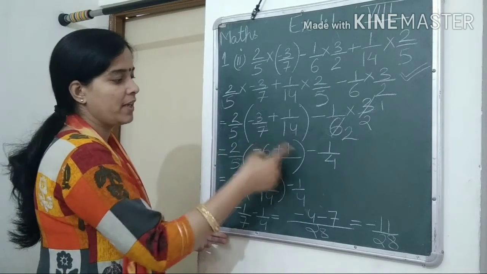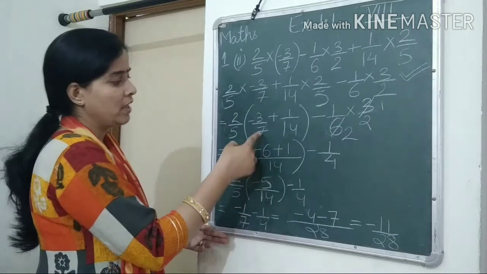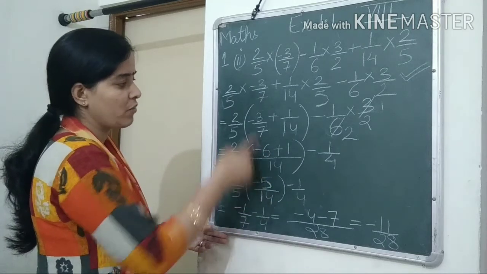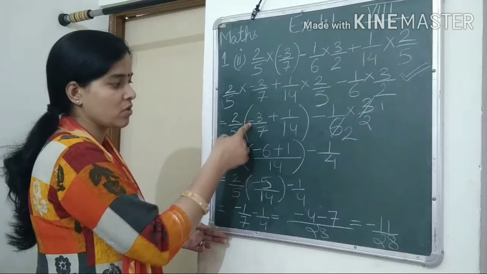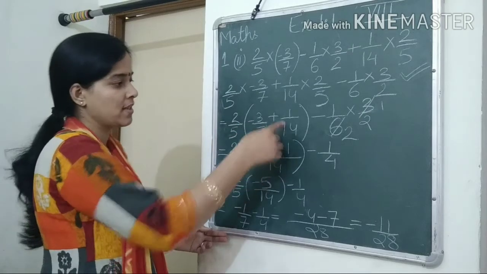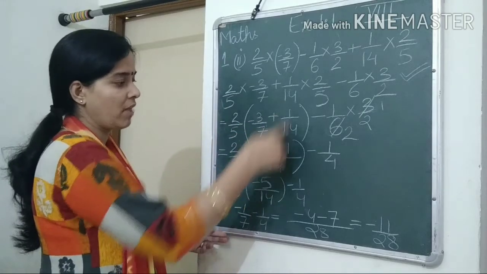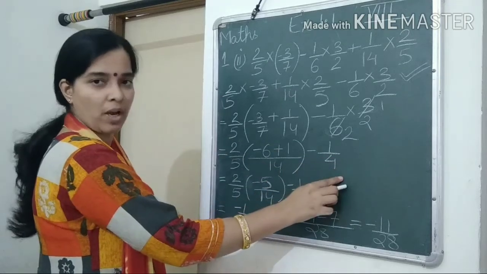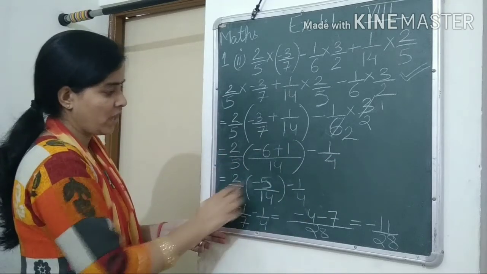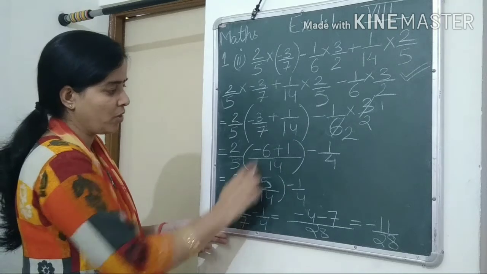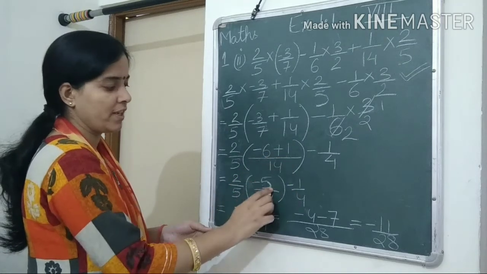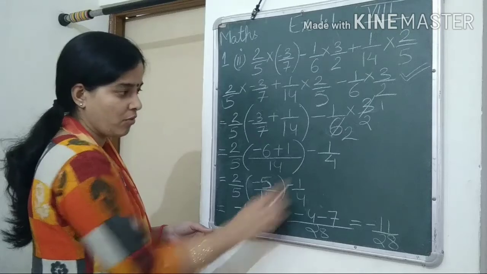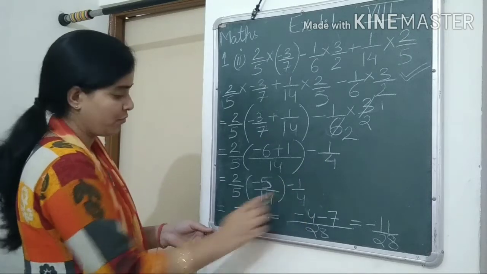From them if I take the LCM it will be 14. Then 7 2s are 14, 3 2s are 6. Because of minus it will come minus 6. And 14 1s are 14, 1 1s are 1. Then it will be minus 6 plus 1, minus 1 upon 4. Now this way if I solve it, it will be 2 upon 5 times minus 6 plus 1, which will give you minus 5 upon 14, minus 1 by 4.